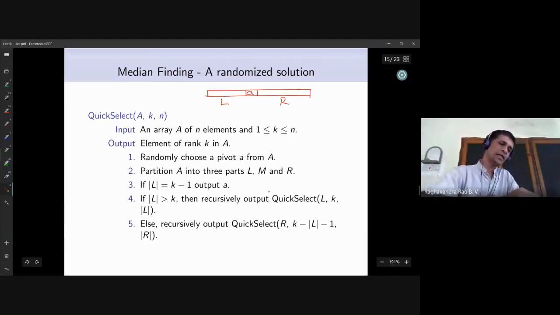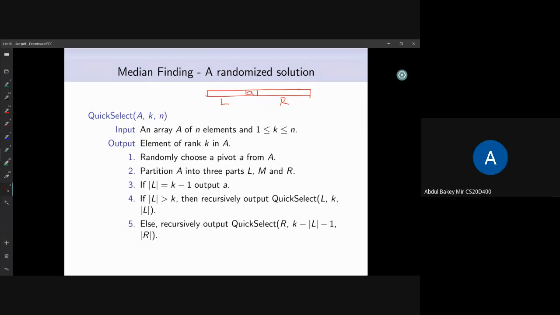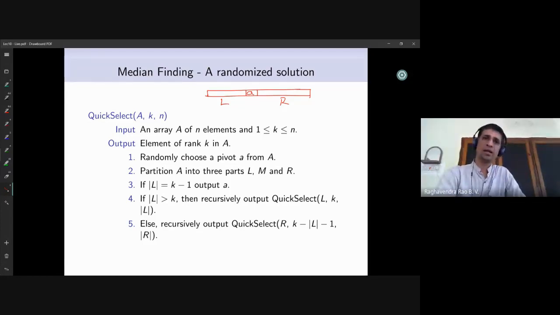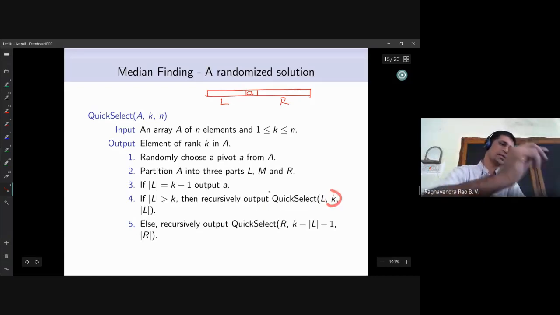If the size of L is greater than k, what does it mean? The median lies in L. So the rank k element must be in L, right? So we recursively call quick select on L, the rank remains the same, k, and the size of L. This parameter is actually not necessary, but let's keep it for ease of understanding. So you just recursively call quick select on the left hand side.